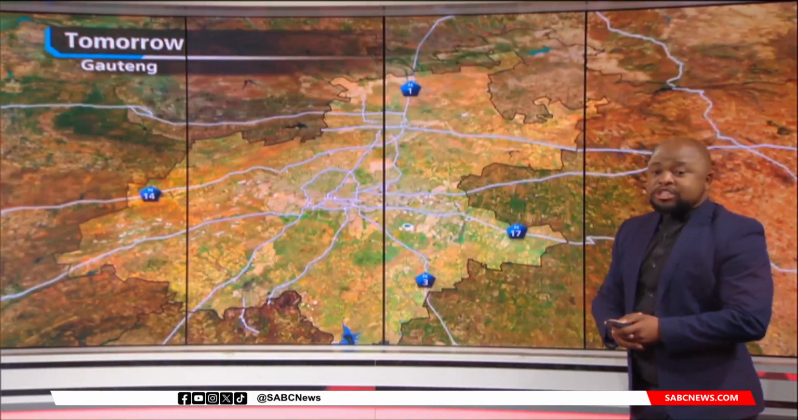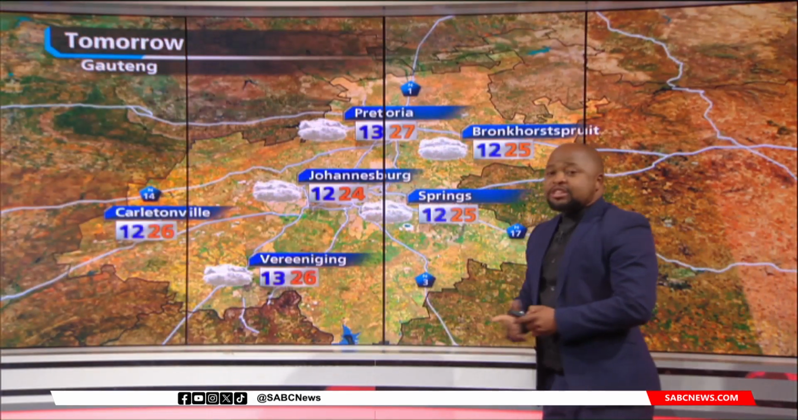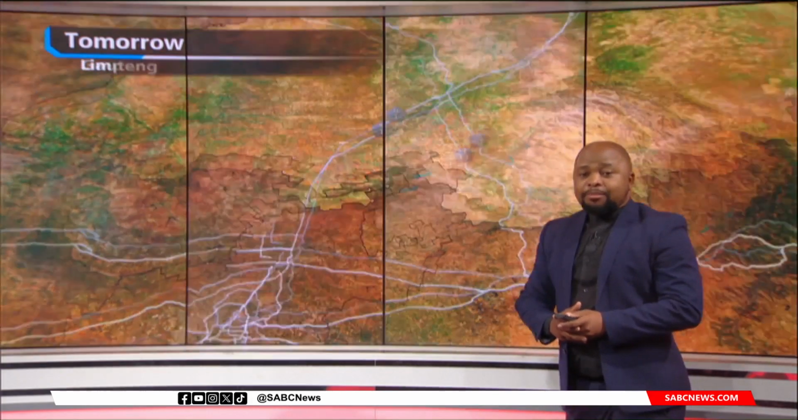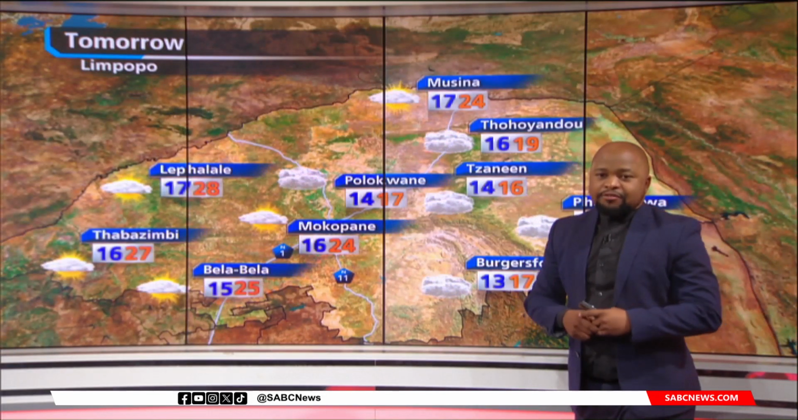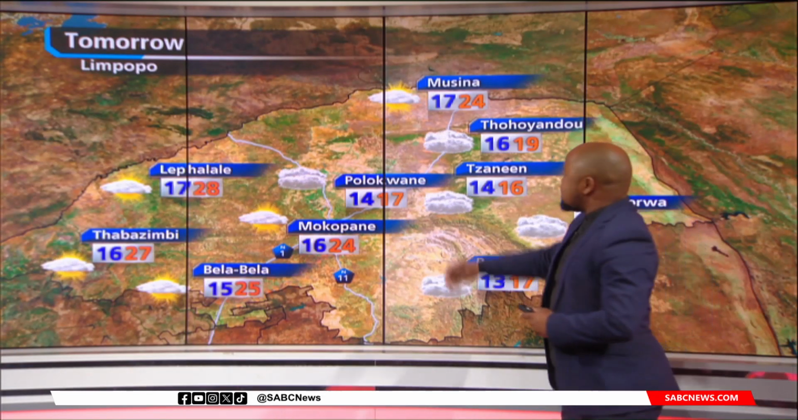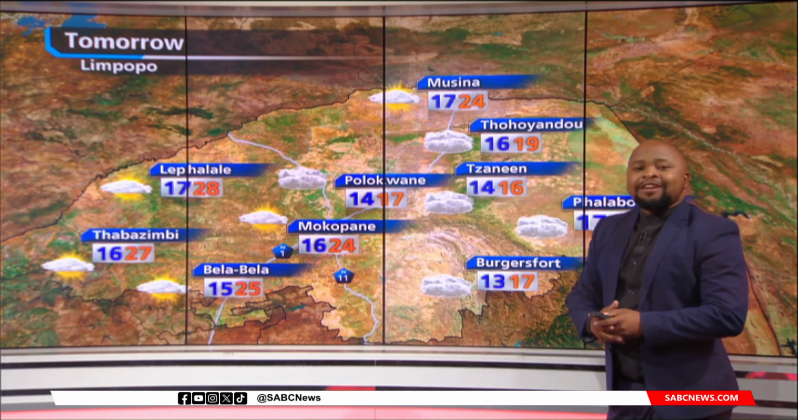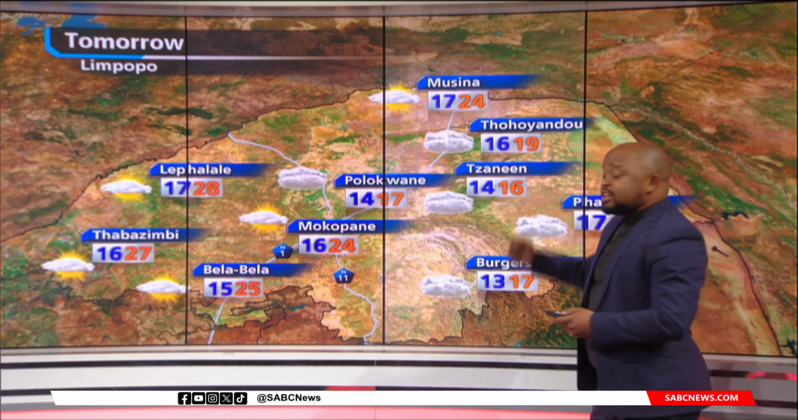thunder showers. And for Johannesburg, just some partly cloudy skies with a few passing thunder showers later on in the afternoon, a temperature of 27 degrees over Pretoria. In Limpopo, there is no chance of rainfall in this province. Just some partly cloudy skies in the morning over the east and some fog patches, including over Gravelotte, Bela-Bela and over Tzaneen in the east.